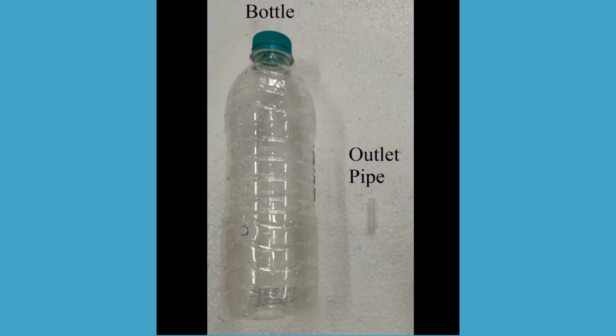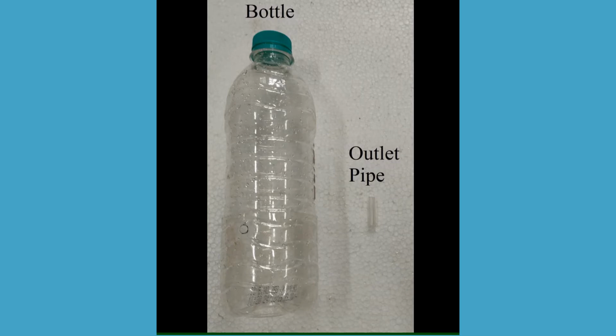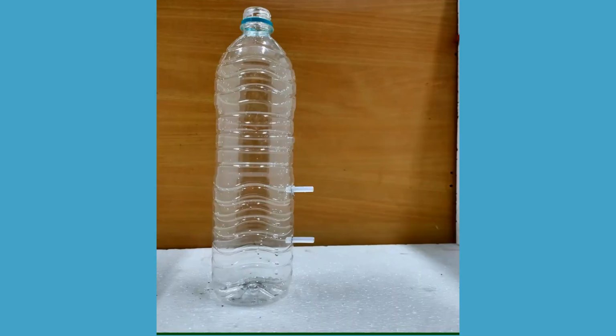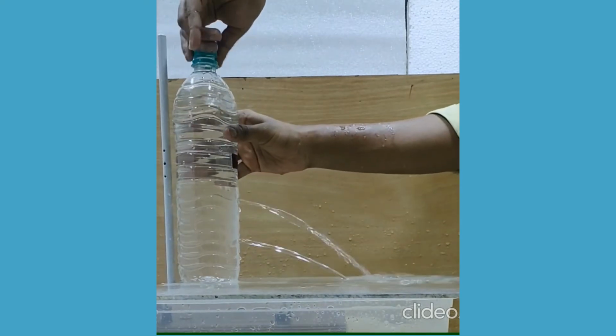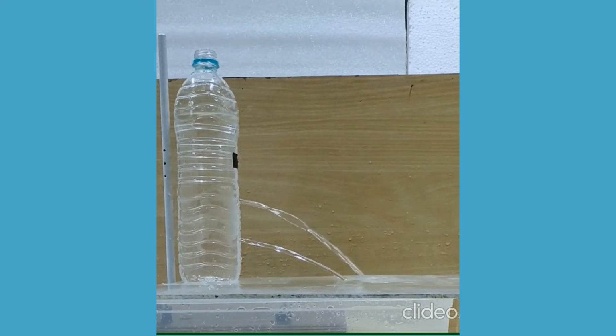So, the materials required for this experiment are a bottle with holes at two different locations and an outlet pipe. The final assembly looks like this. Initially, we fill the bottle till the top by closing the holes. Now, as we open the cap, there will be a water jet passing through both the holes as shown here.